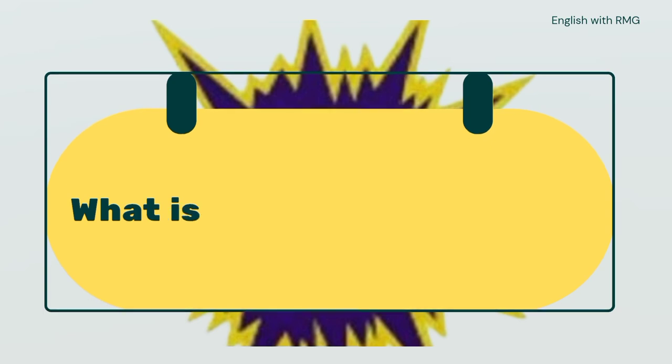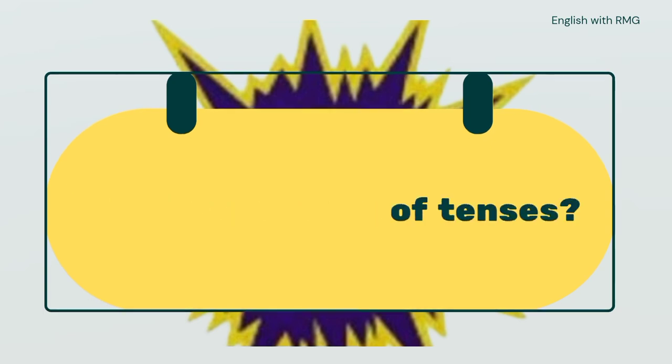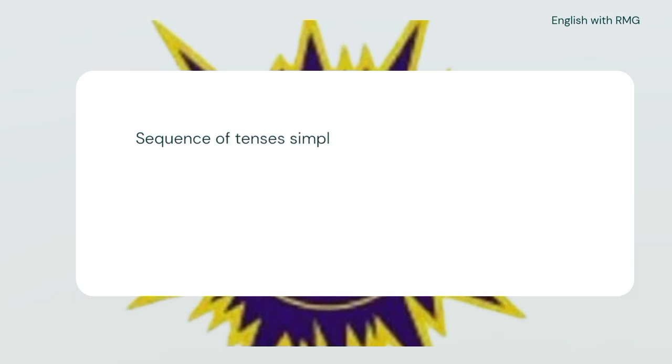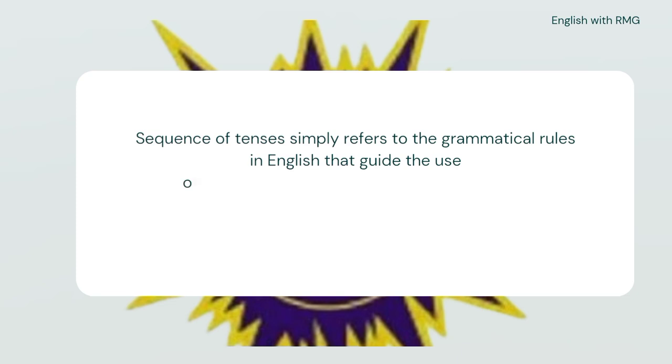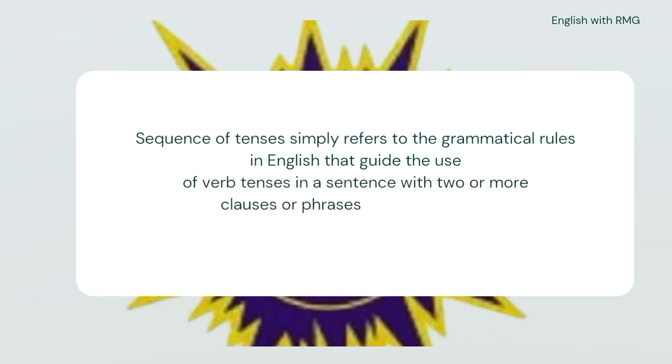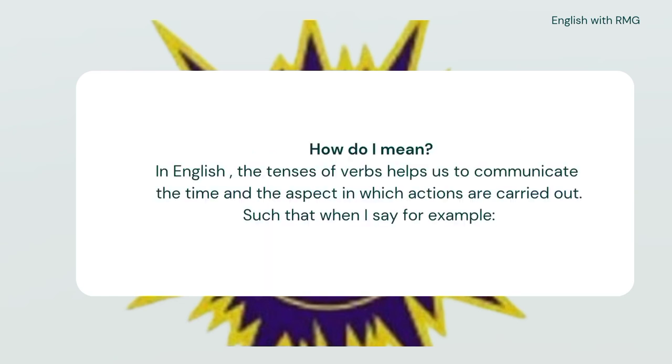Before we go into the questions, first, what is sequence of tenses? That is, when we say we want to talk about sequence of tenses, what do we mean? Sequence of tenses simply refers to the grammatical rules in English that guide the use of verb tenses in a sentence with two or more clauses or phrases which expresses different or same time references. I know that could be a whole lot to take in at once, so I'm going to explain in details.